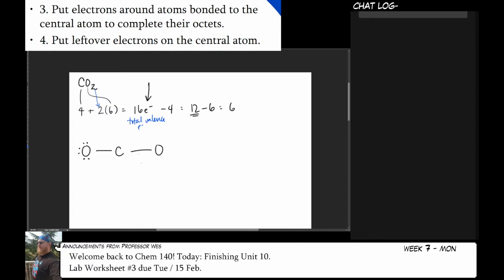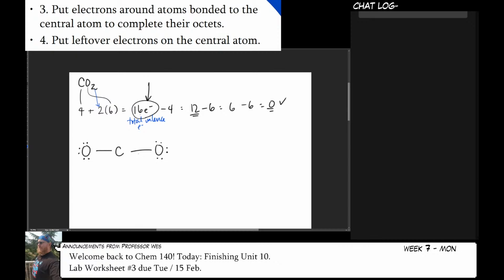And now I'm going to do the same thing with the other outer atom. 1, 2, 3, 4, 5, 6. So I've used all the electrons at this point. If you use up all the electrons, you do have to stop writing electrons. We cannot just keep adding them because we can't go above this number, remember.